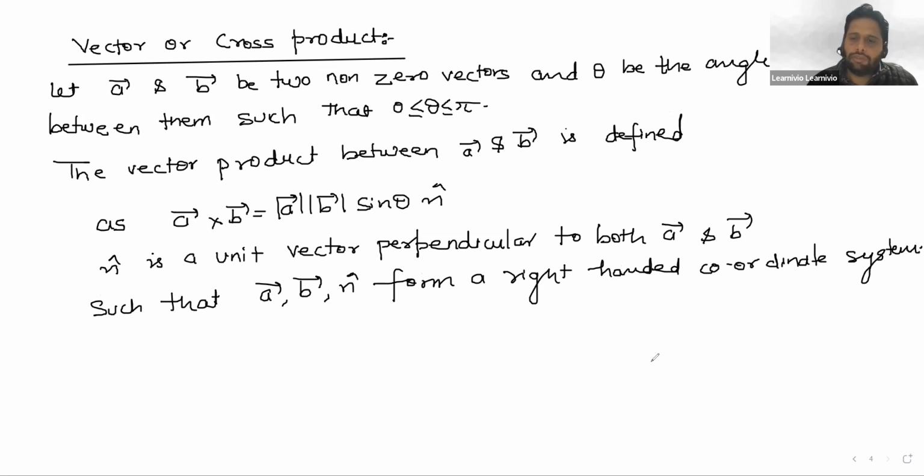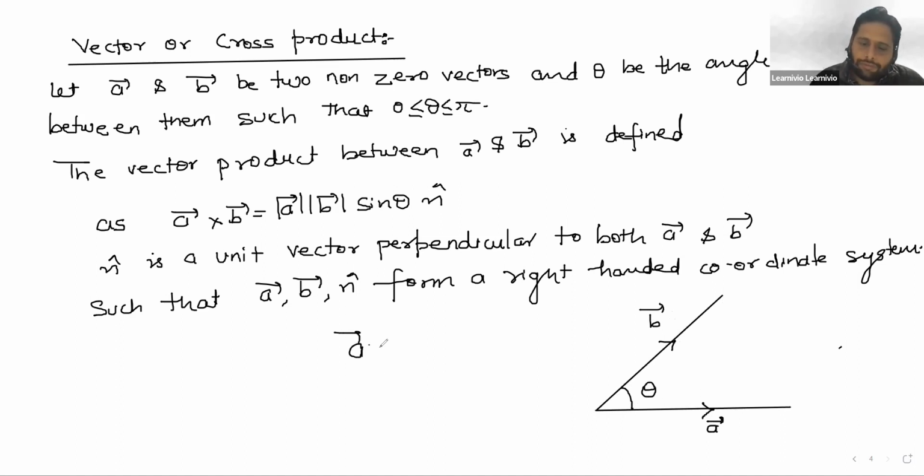So what does this mean? Please check this figure. Suppose we have this vector A, and this vector B, and theta is the angle between these two. If we are finding A cross B, then the formula is magnitude of A, magnitude of B, sine theta, n cap. What is n cap? It is a unit vector which is perpendicular to both A and B, such that A, B, n cap form a right-handed coordinate system.